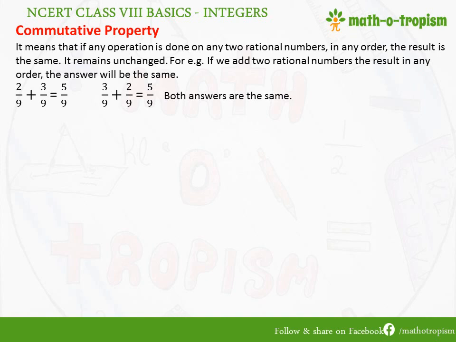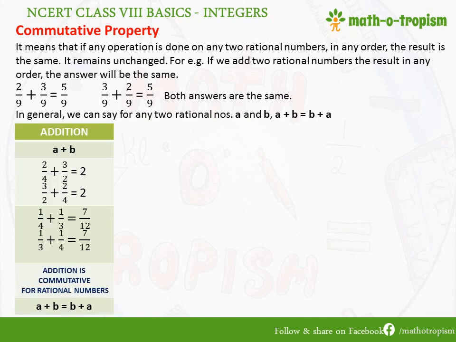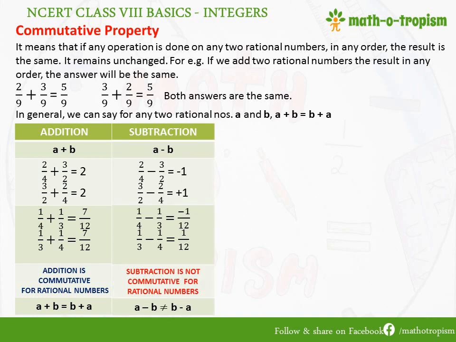So addition is commutative for rational numbers, and in general we write it as a plus b is equal to b plus a. For subtraction, when we see, it's a minus b, but when we subtract we see that the sign is changing, because 2 by 4 minus 3 by 2 gives me minus 1, but 3 by 2 minus 2 by 4 is giving me plus 1. So for the subtraction, a minus b and b minus a will have the same value, but the opposite sign, and hence it is not the same answer. As a result, subtraction is not commutative for rational numbers.